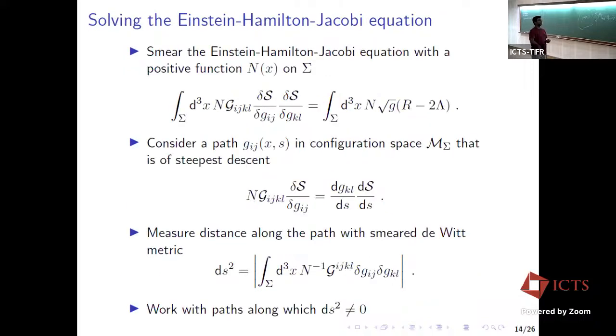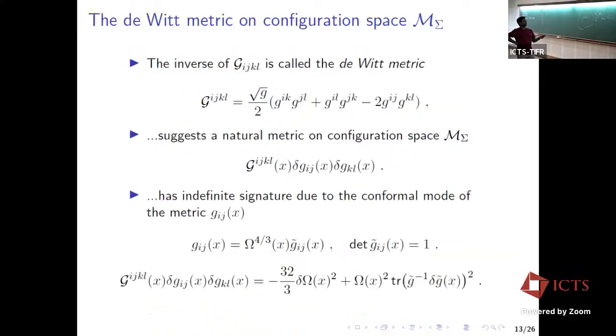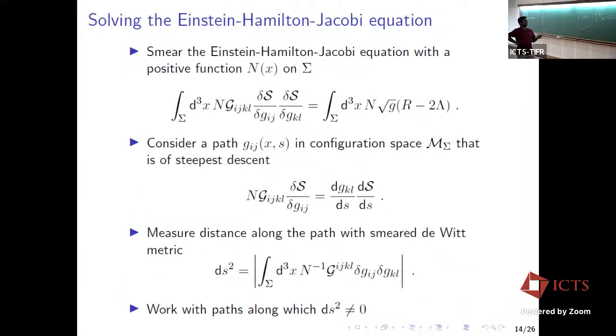Right. And this slide I already discussed. So now that we have talked about this metric, recall that we smeared the Einstein-Hamilton-Jacobi equation. So from the smeared equation, we can extract a metric which has an additional N in it, this unknown or unfixed positive function. And we can write down a smeared DeWitt metric on configuration space, which is the stuff inside this absolute value. But now, as we just saw, this can be negative, positive, or 0. So we would like to parameterize our paths with the absolute value of this metric.